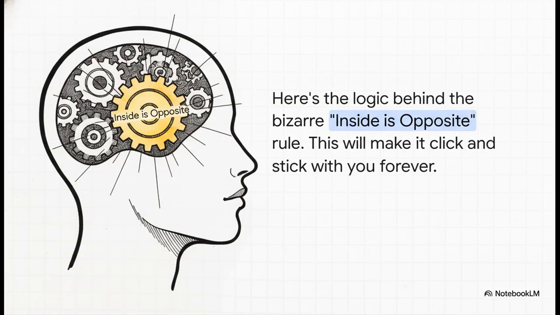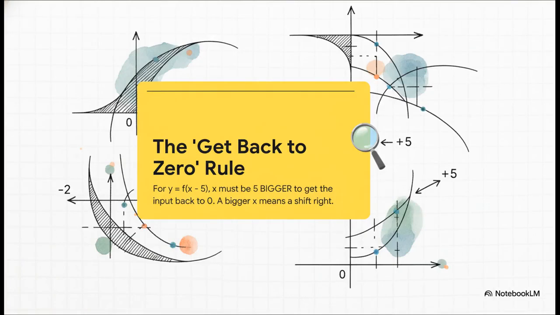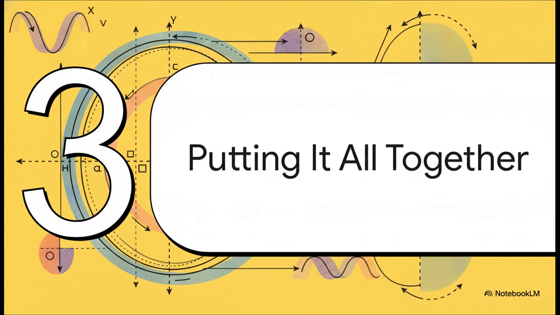Let's finally pull back the curtain on why this rule works the way it does. Once you see this, it's all going to click into place for good. This is it. This is the whole secret. The function's home base, its starting point, is where the input is 0. So the function is always asking, hey, what does x need to be to get my input back to 0? If it sees x minus 5, well, x has to be positive 5 to cancel it out. If it sees x plus 2, x has to be negative 2. The shift is just whatever x has to do to compensate. That's the whole trick.